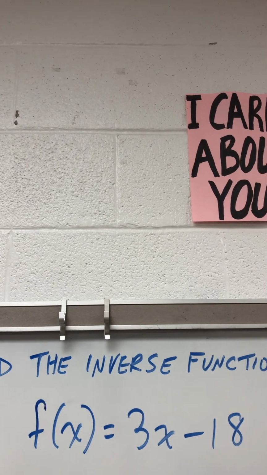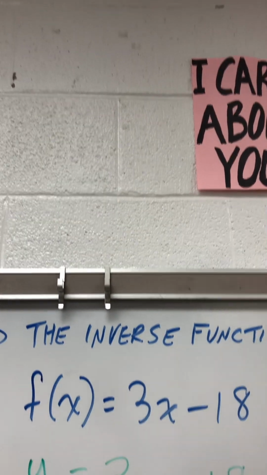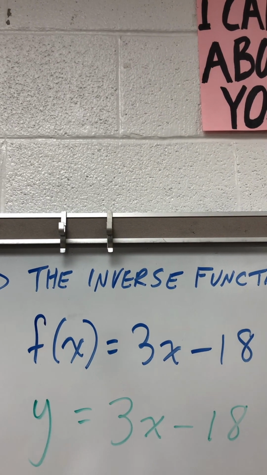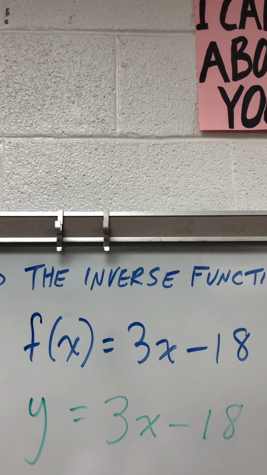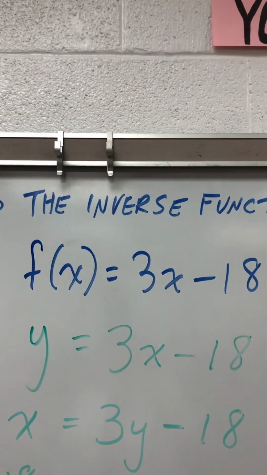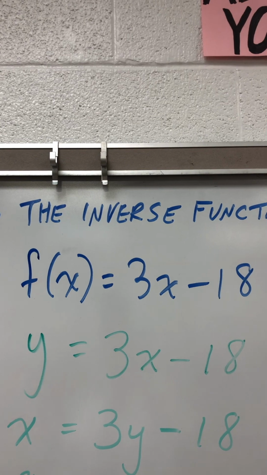F of x equals 3x minus 18. F of x is the same as saying y. Y equals 3x minus 18. All you're going to do is switch the x and the y. So instead of y equals 3x minus 18, x equals 3y minus 18. And now we're going to solve for y.